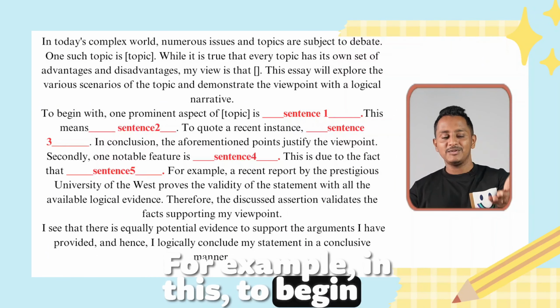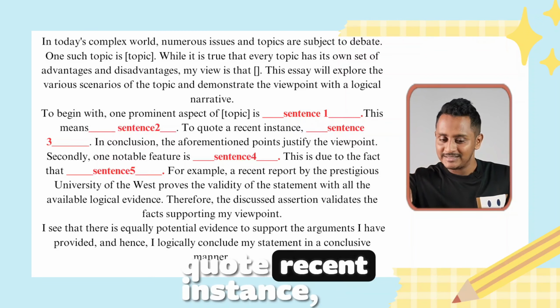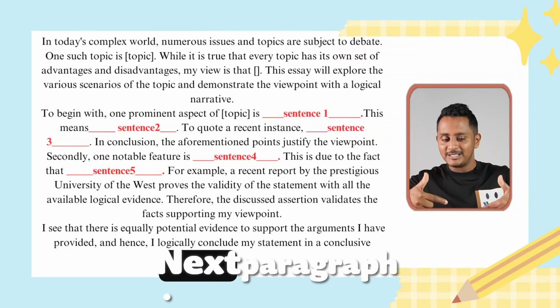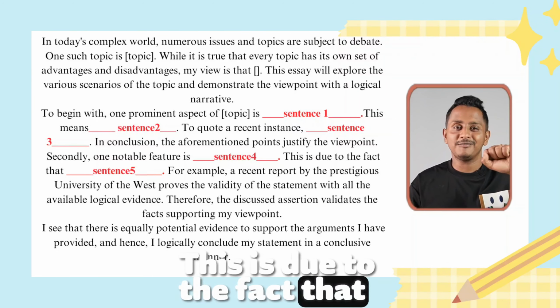For example, in this: to begin with, one prominent aspect of the topic is, first sentence. This means, second sentence. To quote a recent instance, third sentence. Next paragraph. Secondly, one notable feature is, fourth sentence. This is due to the fact that, fifth sentence.